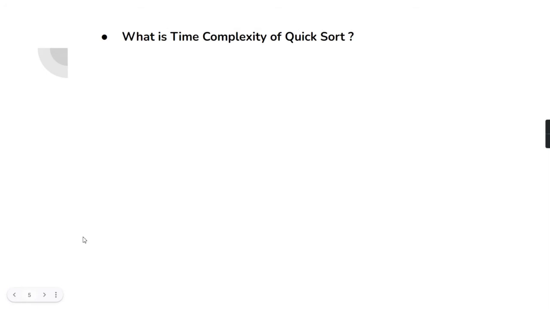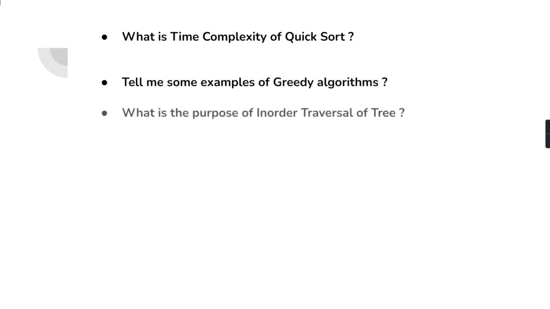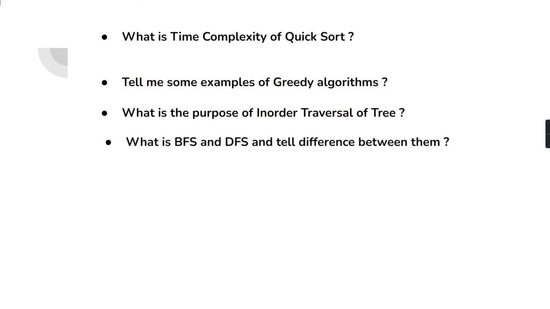The next question he asked from DSA was, what is the time complexity of quicksort, and tell me some examples of greedy algorithms. Then he asked, what is the purpose of in-order traversal of a tree? Then he asked, what are BFS and DFS, and also to tell the difference between them. Then he asked where you can apply dynamic programming. Because there are two features of dynamic programming: if a problem has overlapping subproblems and optimal substructure, then you can try to solve that problem using dynamic programming.